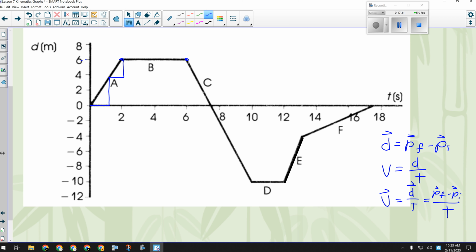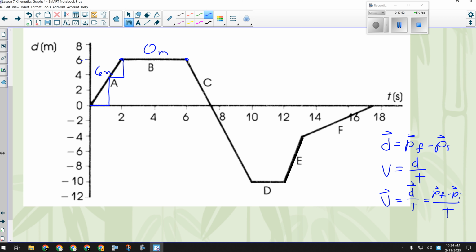I mean, you're changing your position from 0 to 6. Right, you're changing your position from 0 to 6. Okay, so this is 6 meters. What's the change in position here? 0. Okay, so if we went 6 minus 0 to figure this one out, could we do a similar thing to figure out C?